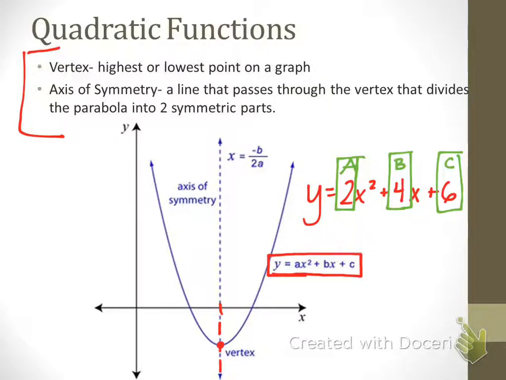Now, the other formula that you need to memorize is the formula for the x value of a vertex. Now, I just got finished in the last slide saying a vertex is a point on a graph. So I need an x and a what? Y. This formula right here only tells you the x. So don't think when I use this formula, I'm all done. We're going to have to plug that back in to find y. And I'll show you how to do that in just a second, okay?